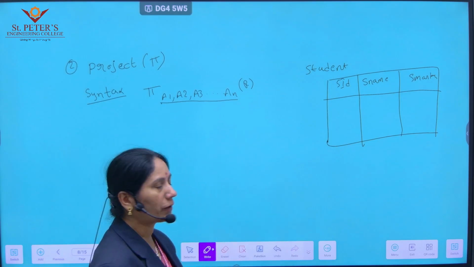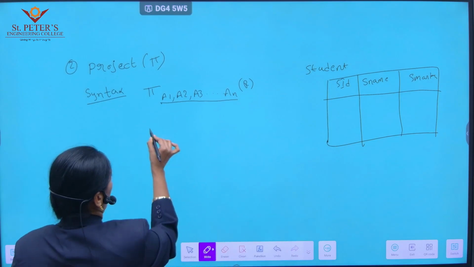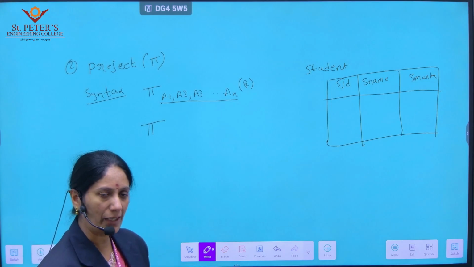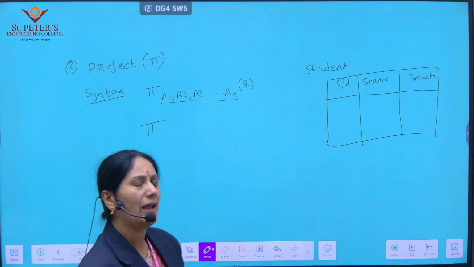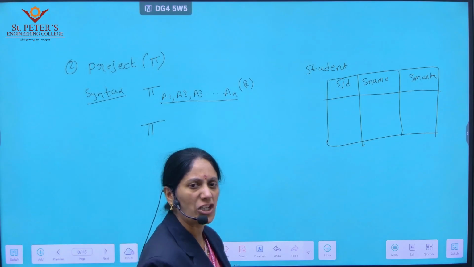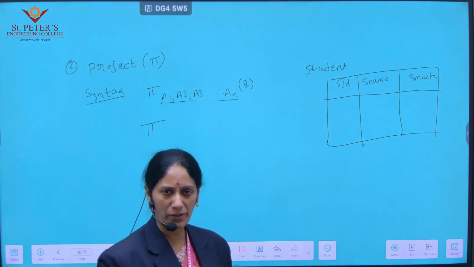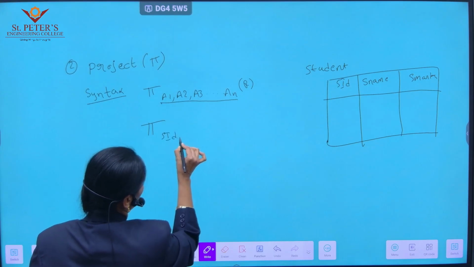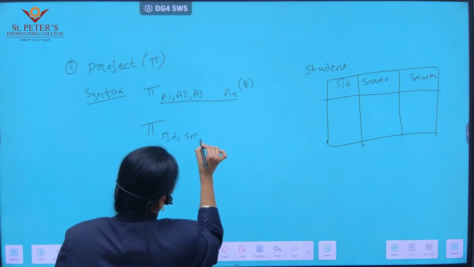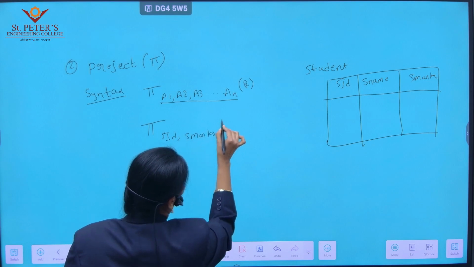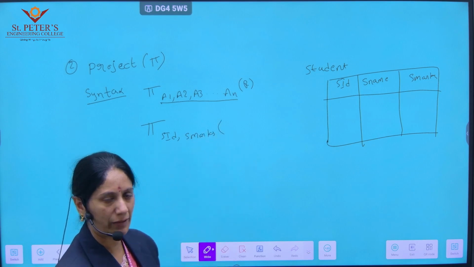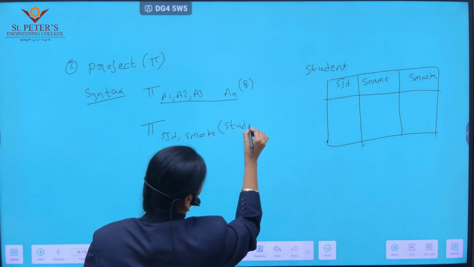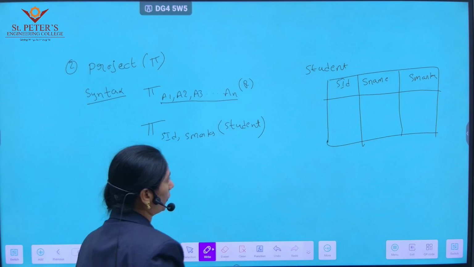How to represent a project operation? Pi of. My query selects the student ID and student marks from the student relation. How to represent the query? Pi of student ID, student marks, of the relation. Which relation? From the student relation. Clear?